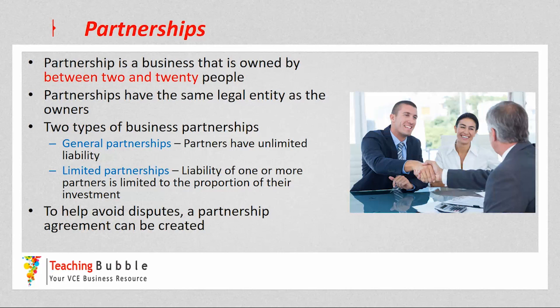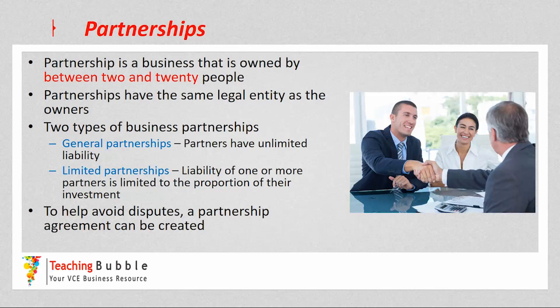Like the sole trader, the business has the same legal entity as the owners, resulting in them having unlimited liability. So these types of partners are known as general partnerships. However, there is another type of partnership known as the limited partnership, and therefore one or more of those partners will actually have limited liability, meaning that their liability is limited to the proportion of the investment that they put into the partnership initially.